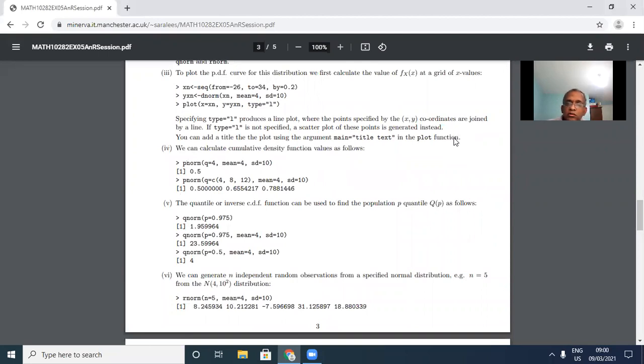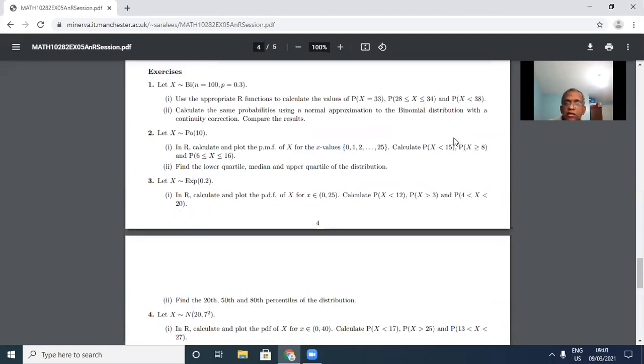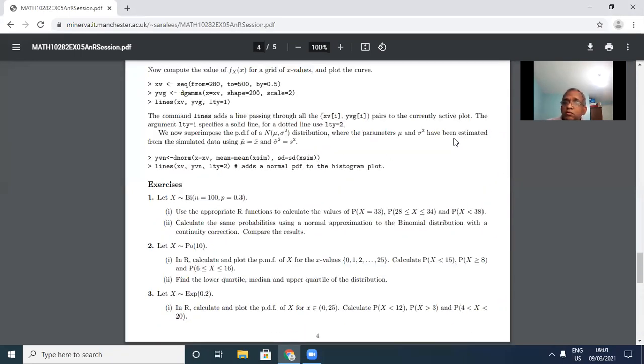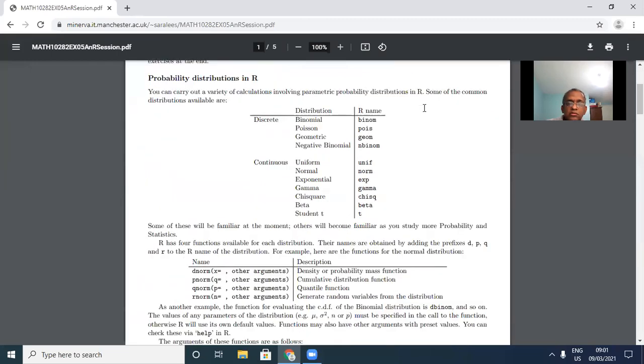As usual, I will take you line by line, and there are 5 exercises at the end of the tutorial sheet. I will try to do as many of them as I can. Okay. All right. To start with, let me go to page 1. Now, one of the main features in R is that it has many distributions implemented in it, right? All the distributions that you will encounter in your lifetime, plus more, are implemented in R.